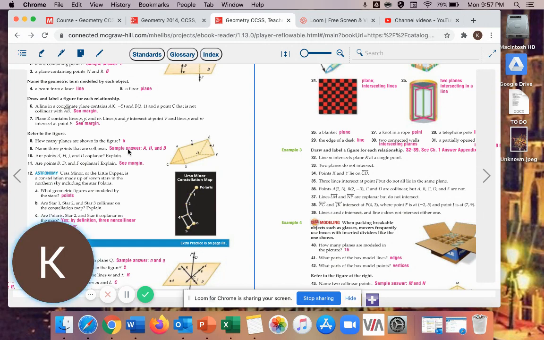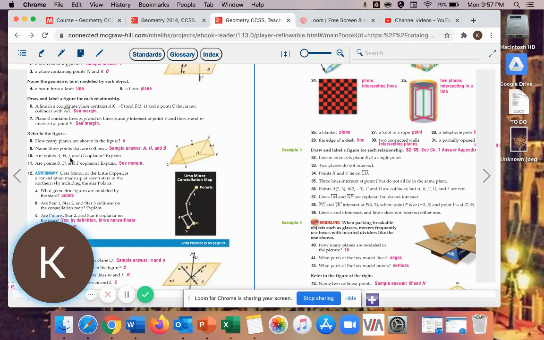Name 3 points that are collinear. Okay, so you could name AHB. They're all on this top line. You could name BJF, are all on this line. Those are about the only 3 points you could name, and no other 3 points are on the same line.